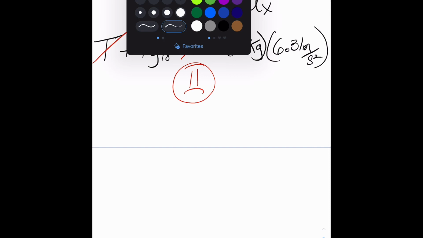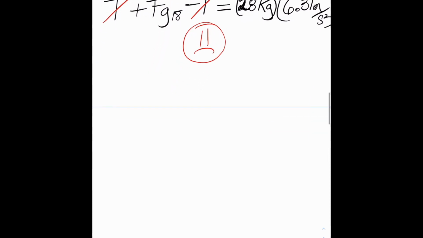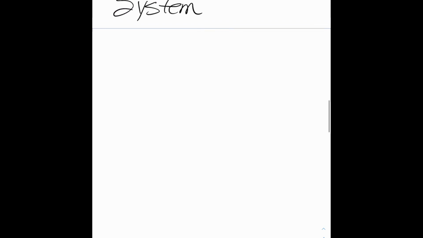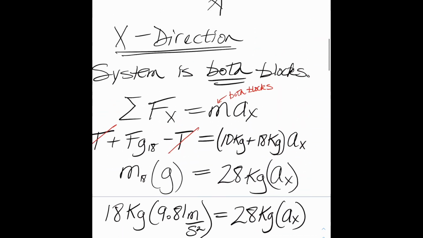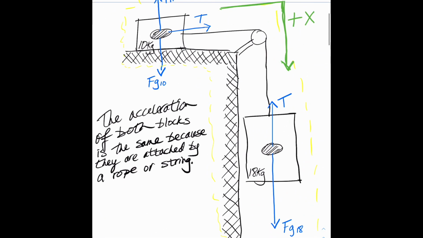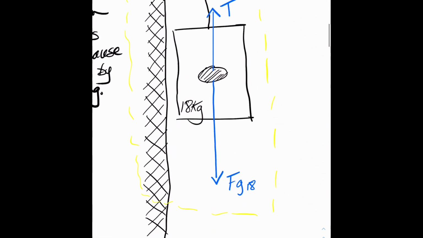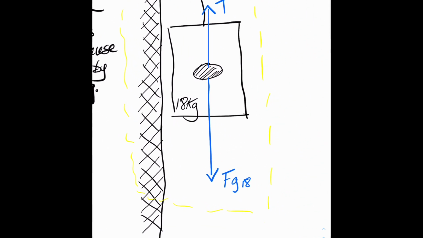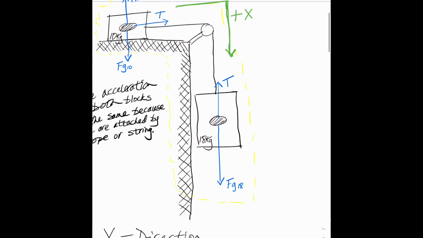What we're going to do to fix this is redefine the system for this problem. We're going to call the system one of the blocks only. Now, which block should we work with? Should we work with just this one to find the tension, or just this one? My answer is it doesn't matter. You can work with either block. But it is going to change how you solve the problem. It's going to be slightly different.